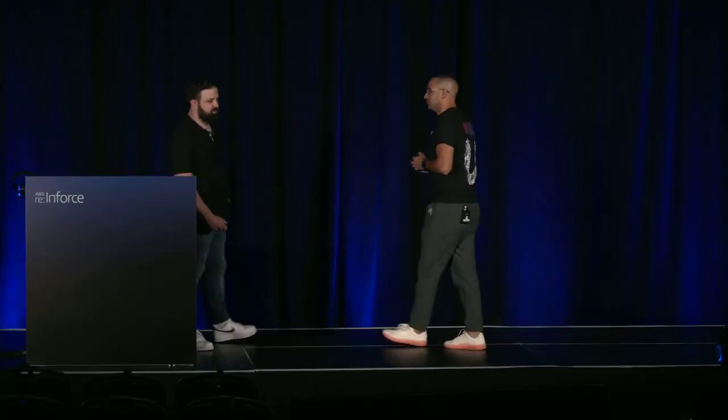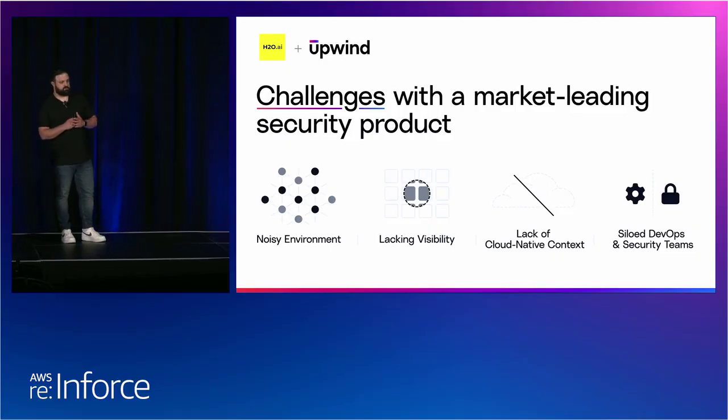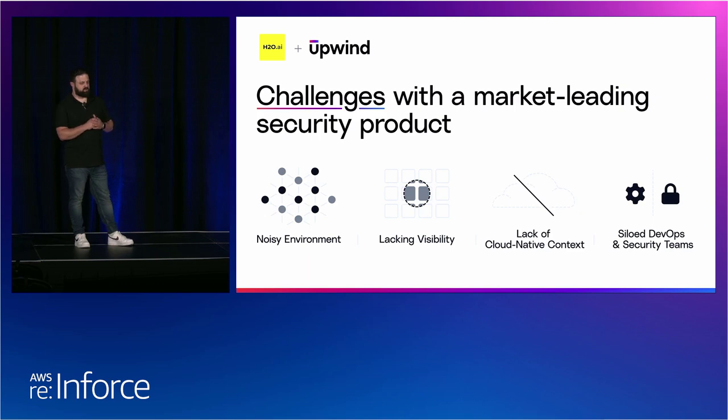So let's start with the challenges that H2O had in securing its cloud. Before partnering with Upwind, H2O had one of the leading cloud security products out there. It was good, but it had a lot of problems that caused us some issues in our environment. First and foremost, it was very costly. The previous security solution that H2O had was very costly and was not very efficient in doing its work.